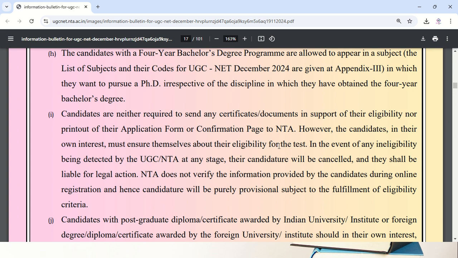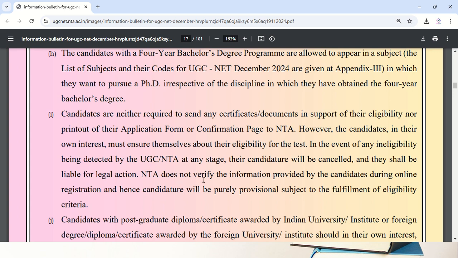Okay, you should understand the rules and regulations. Based on that, you can apply. Suppose they find you committed any mistake, they will cancel your respective certificate. That is what they are saying, and they will take legal action also.